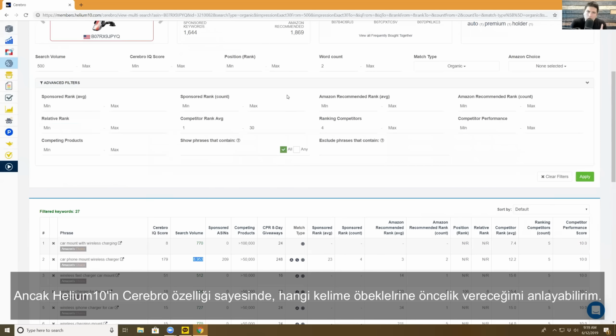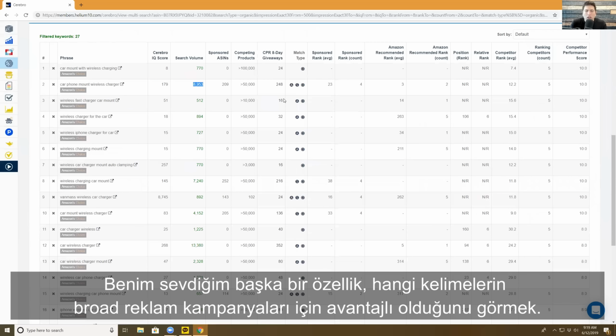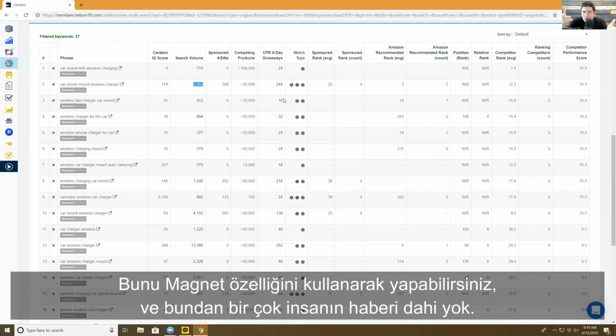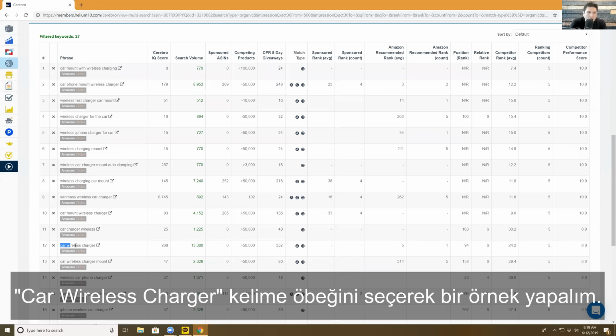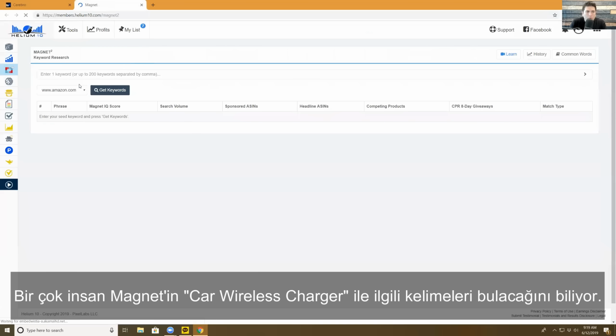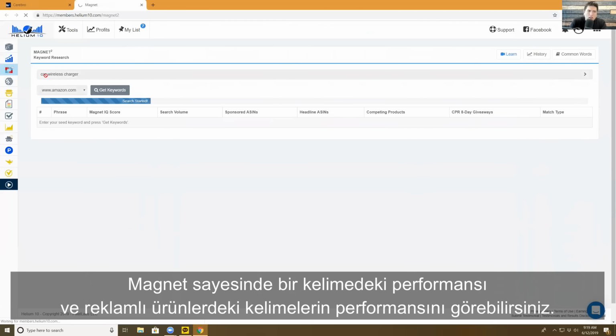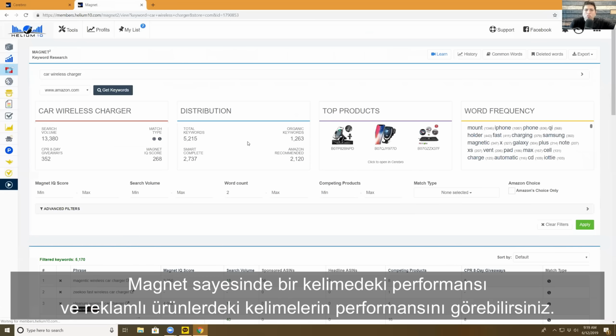One quick thing, you had said you wanted to talk about Magnet. One cool thing I like to do is see which keywords have a lot of potential for a broad PPC campaign. And you can actually do that through Magnet, and not many people even know about this. For example, I'm going to pick one that I think has potential, like car wireless charger. I'm going to show you guys an example here. I'm going to open up Magnet, and a lot of people know this part. They're like, okay, Magnet is going to find me the words related to car wireless charger. What it's doing is checking who some of the top performers for this keyword are and seeing what other keywords they're ranking for, what other keywords they're showing up for in sponsored ads.